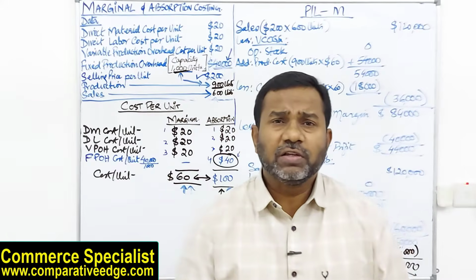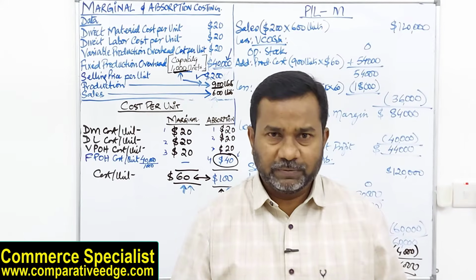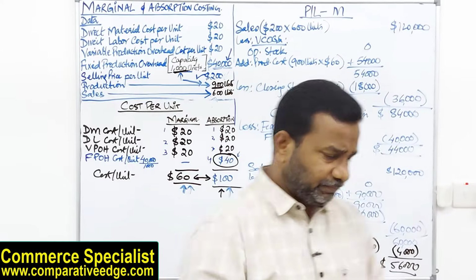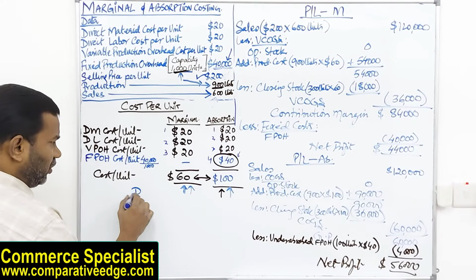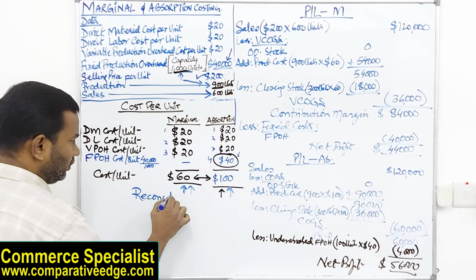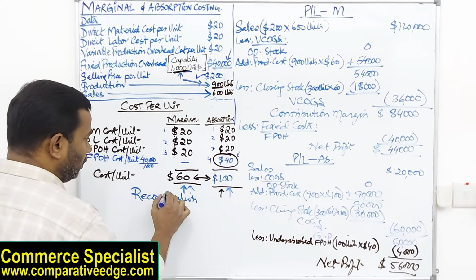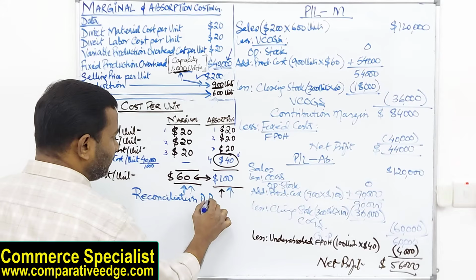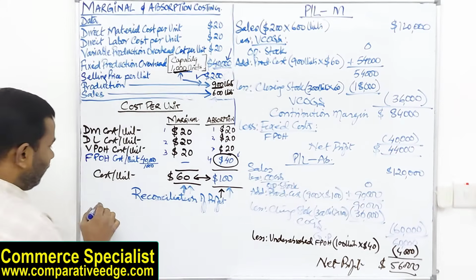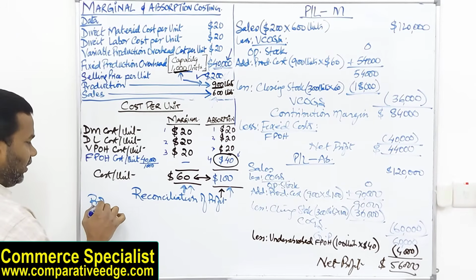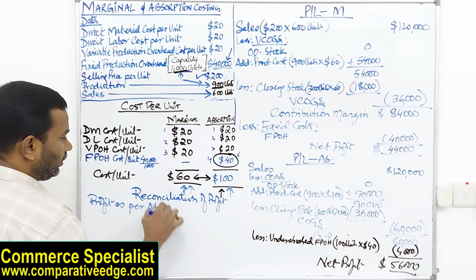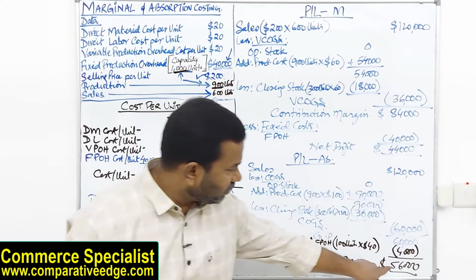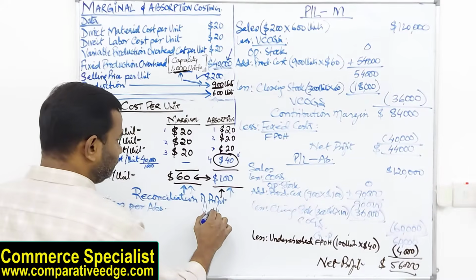So sometimes you are asked to reconcile the profit. So let's see how it is done. I'm using this space now for reconciliation of profit. Reconciliation of profit. We always start with profit as per absorption costing. So if you look, profit as per absorption costing is 56,000.